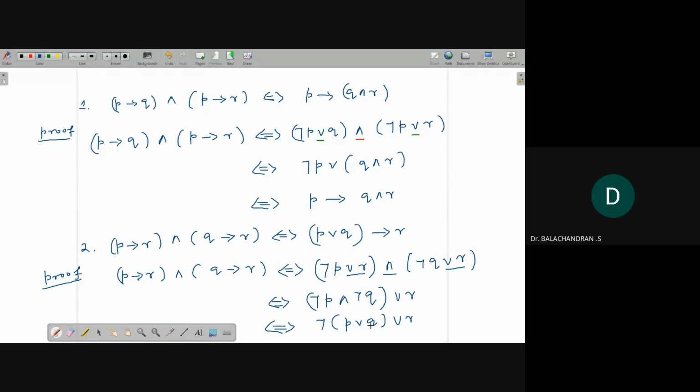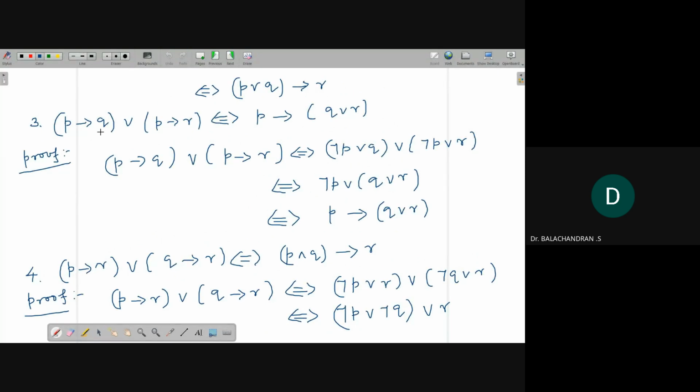Negation of P or Q, or R. Now this is of the form negation of P or R. So you can write what? P implies Q. P implies Q is what? P or Q implies R. So we got the final answer.